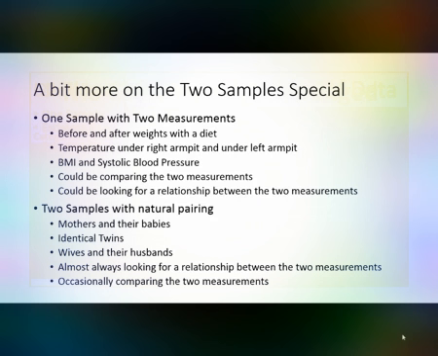Another time you have two samples special is when you actually have two samples, but these samples can be naturally paired. Each person in the first sample goes with a specific person in the second sample. So I have one sample of new mothers, and the other sample is the newborn babies of those mothers. Each baby goes with a specific mother. Each mother goes with a specific baby. In these kinds of two sample specials, you're almost always looking for a relationship between the data collected from the first sample and the data collected from the second. It does happen occasionally that you want to compare and contrast them rather than find a relationship, but that's not nearly as common.